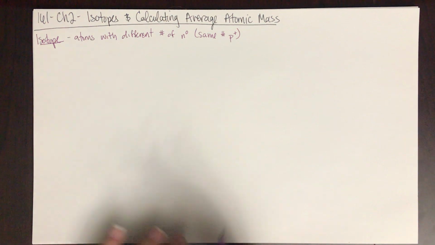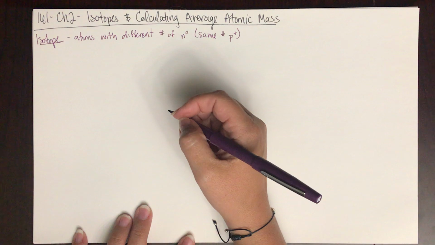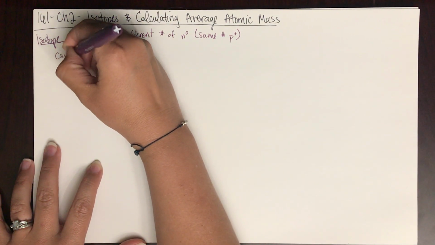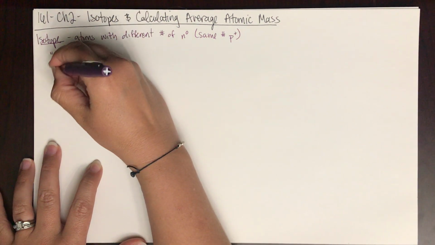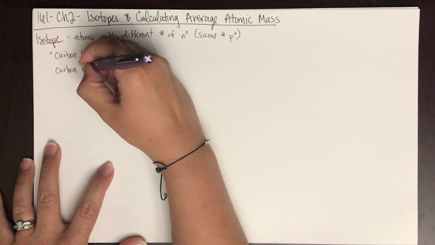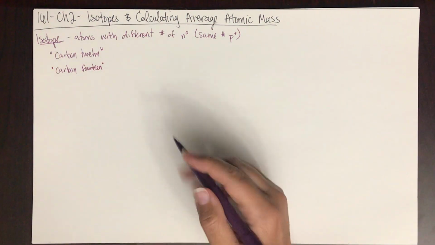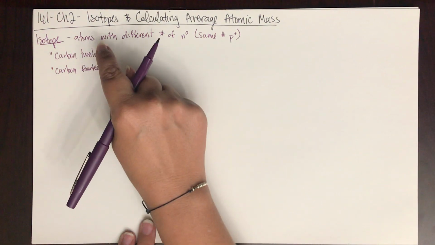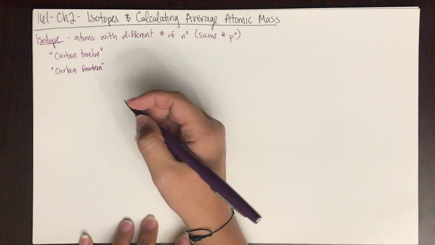So let's just look at an example: carbon 12 and carbon 14. When we're talking about isotopes, we would say carbon 12 and then carbon 14. These are isotopes of each other. Carbon 12 and carbon 14 are both isotopes of carbon.